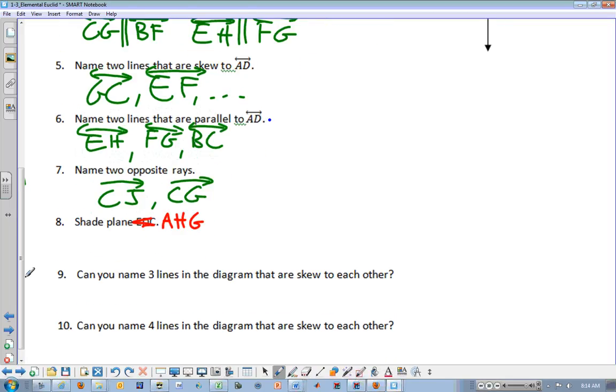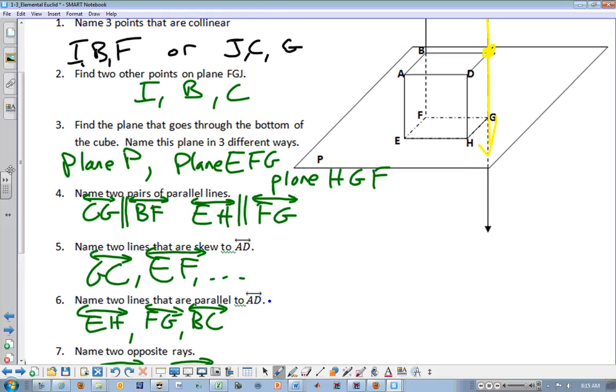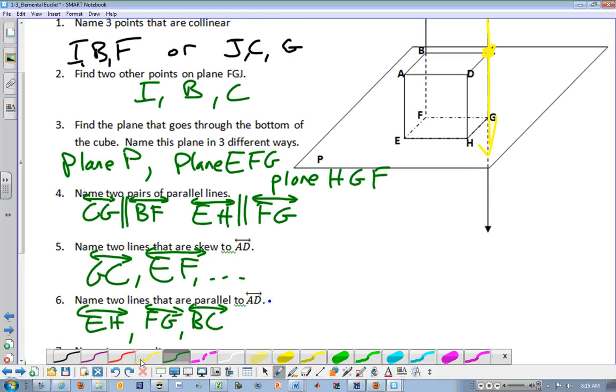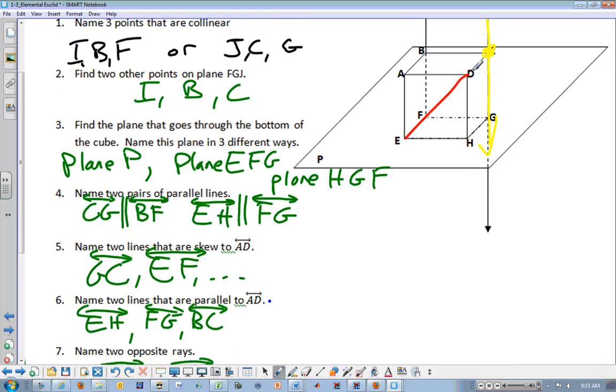I changed this for second period. I didn't change it for you, but shading that plane EDC, that's like we said yesterday. Well, that's kind of a hard one to shade because it's kind of back here, and you can't really shade it, so I should have picked different letters. It's just hard to shade.